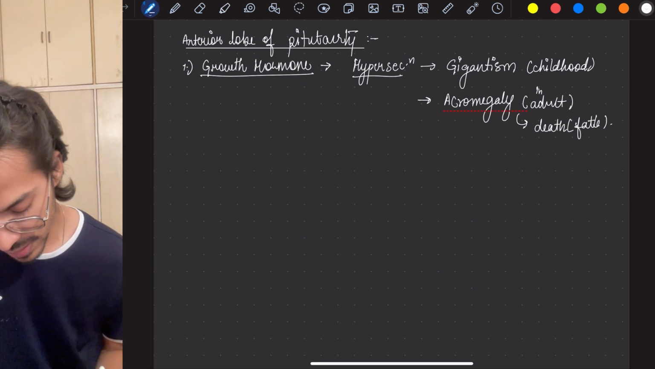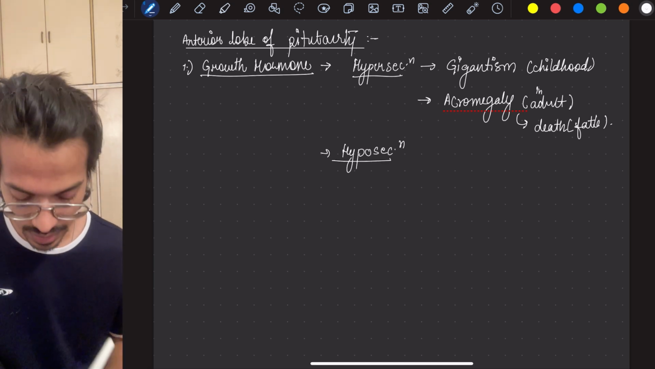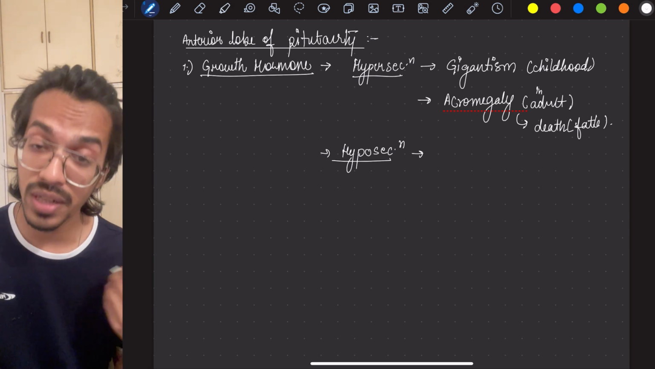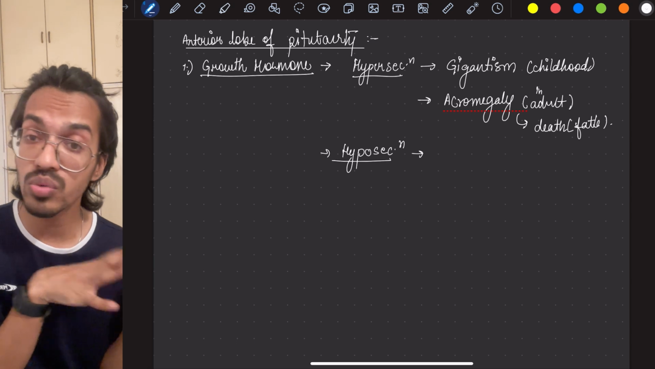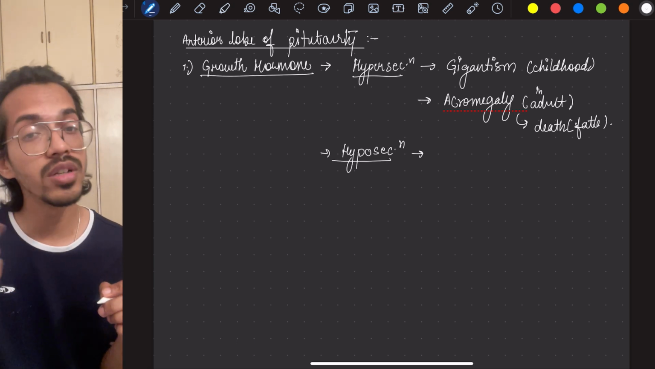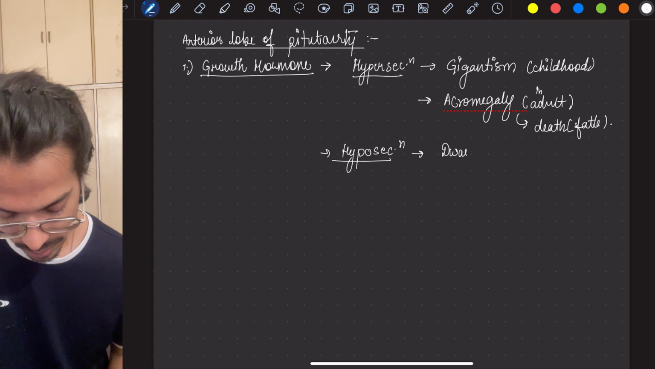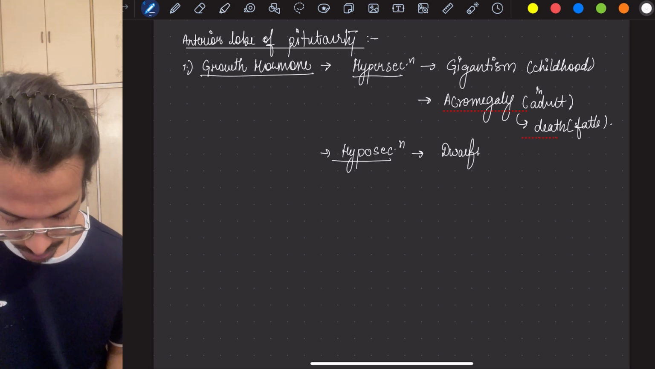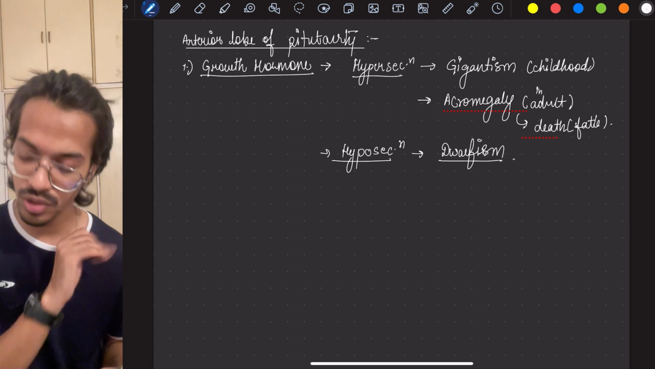The next thing is hyposecretion. Hyposecretion means the amount present is lesser. If there is hyposecretion, what will happen? The person will remain shorter, like the clowns you might have seen. So they are what? Dwarf. So the condition is called dwarfism. This you have to remember.